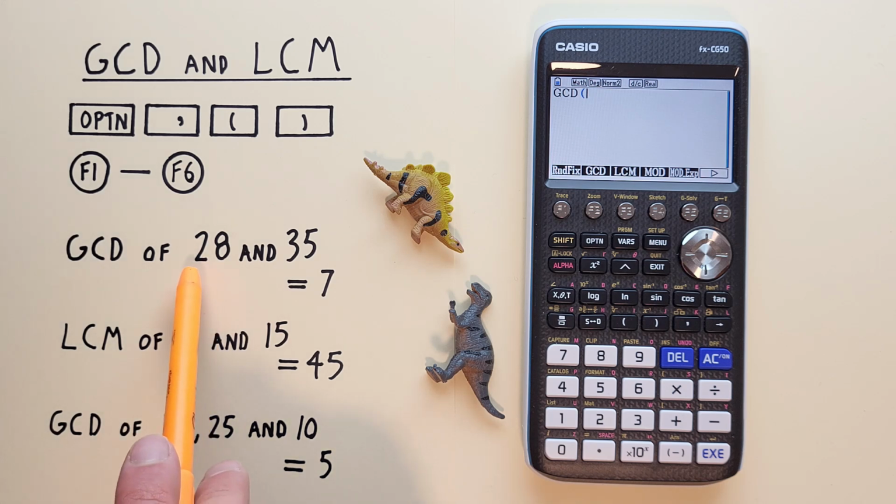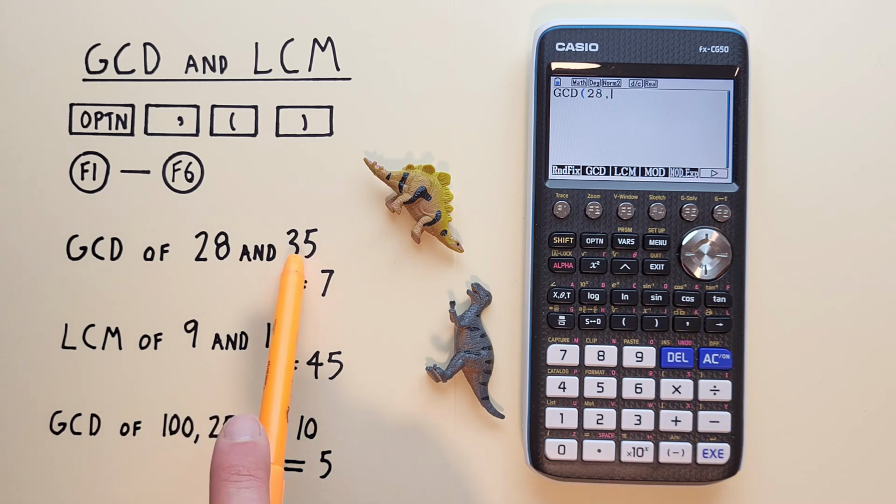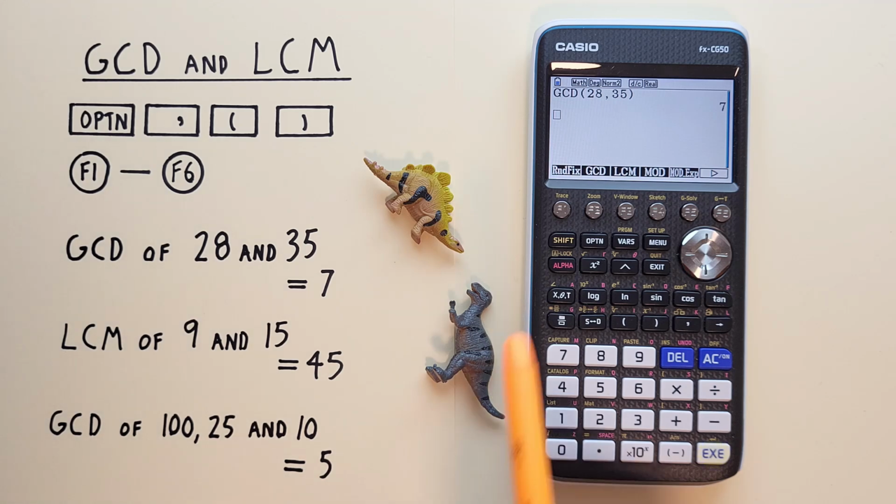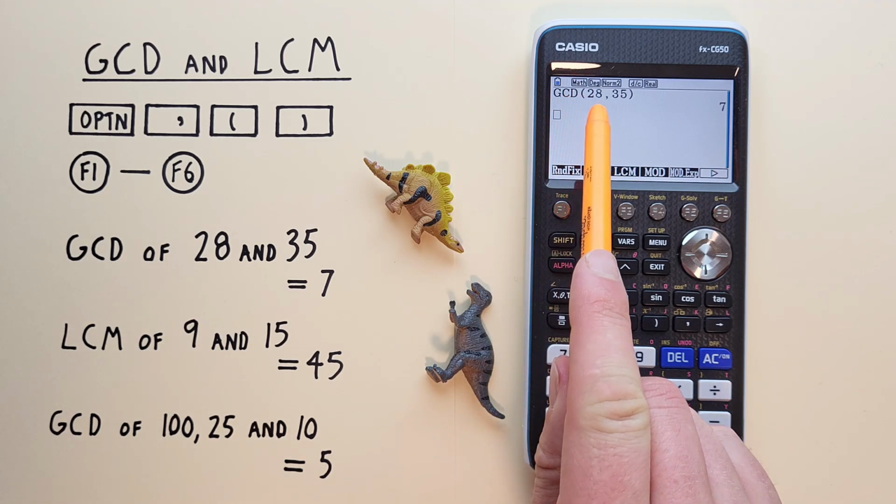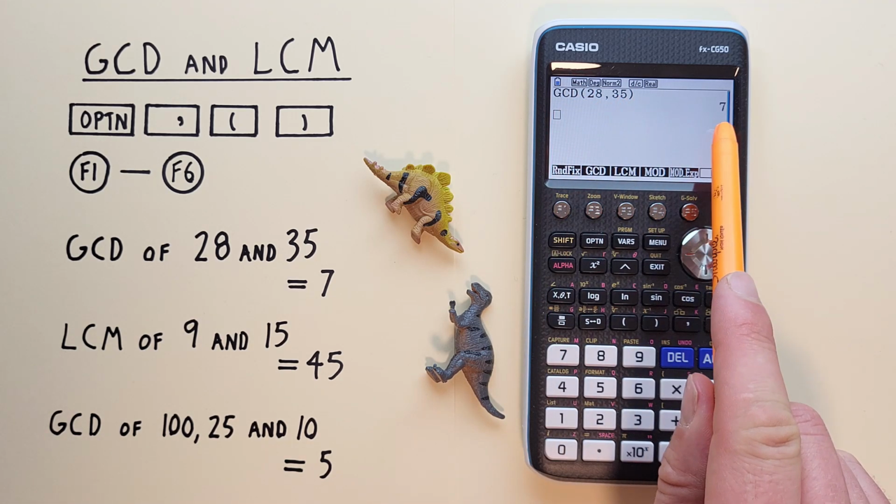We can enter the first number, so 28, and then a comma. And then the second number, which was 35, and close our brackets, and hit EXE. And there we go. The GCD of 28 and 35 is 7.